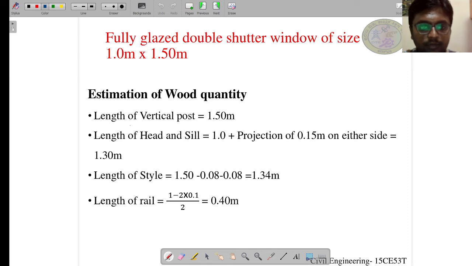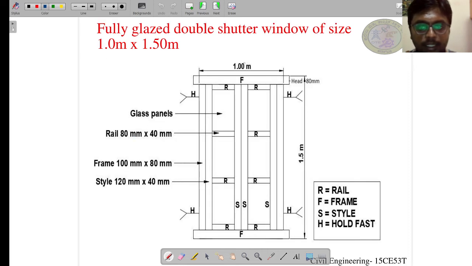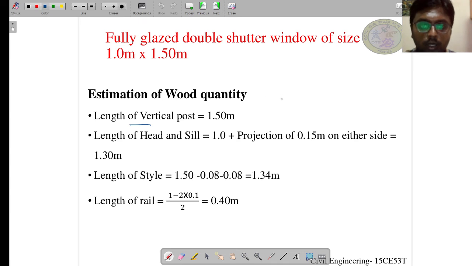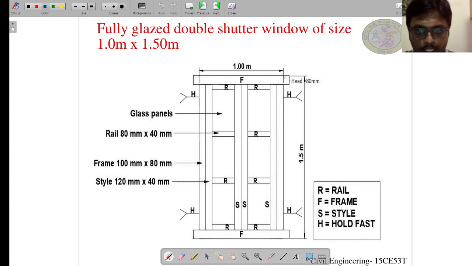In the frame, the length of the vertical post. Here there is no question of floor finish, so we take the entire height of the window as the length of the vertical post. You might be asking why we should not deduct the depth of the head and sill from the height of the window to get the length of the vertical post.